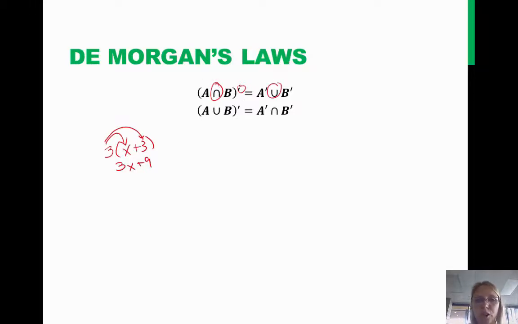So make sure if you're going to distribute the complement sign or the not sign, that you change the intersect to a union sign. And that same way it goes here. It's a union and it becomes an intersect sign.